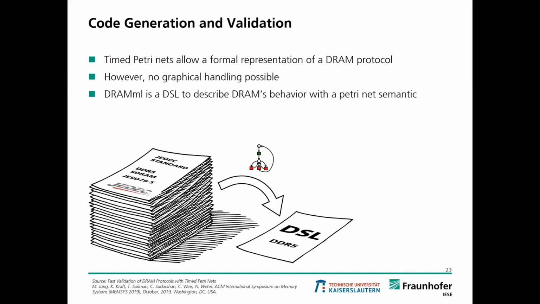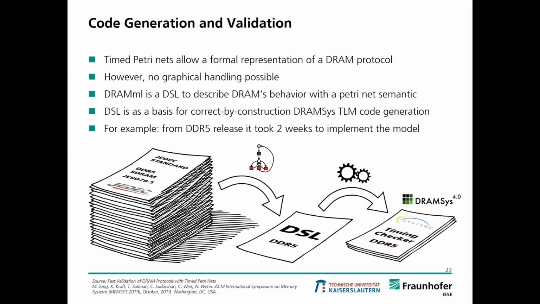So what we can do is compress such a JEDEC standard into just one single page, describing all these timing dependencies in a very compact fashion. And this DSL is now the basis for correct-by-construction code generation of SystemC code that we will use in DRAMSys. With that move, we have solved the problem when a new standard comes out. For example, when DDR5 was published, it took us just 2 weeks to implement the complete model. And most of the code, or the most important code of this model, we could generate out of this domain-specific language.